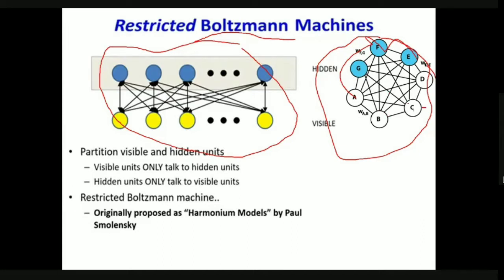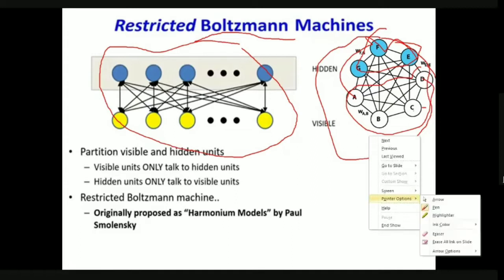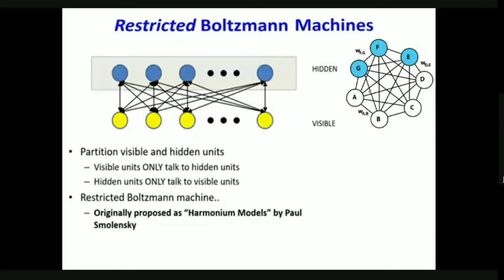Also, remember the concepts we discussed in the Boltzmann machine: we have two different types of neurons, the first being visible neurons and the second being hidden neurons. If you observe this diagram, visible neurons are connected to visible neurons, and visible neurons are also connected to hidden neurons. And vice versa, hidden neurons are connected to hidden neurons, and hidden neurons are also connected to visible neurons.